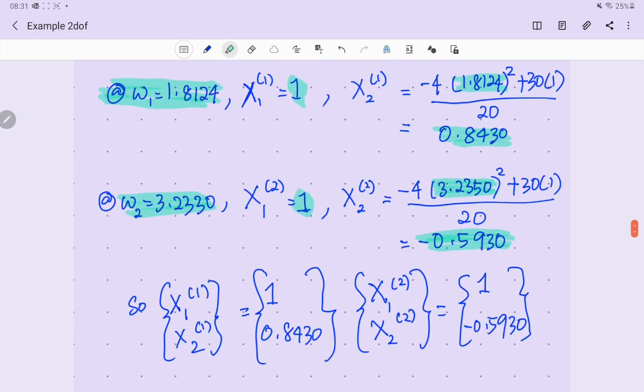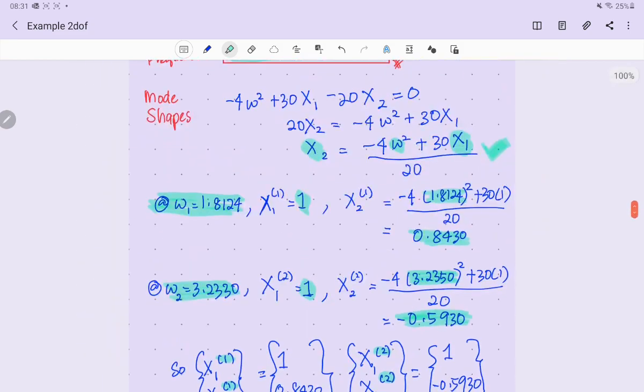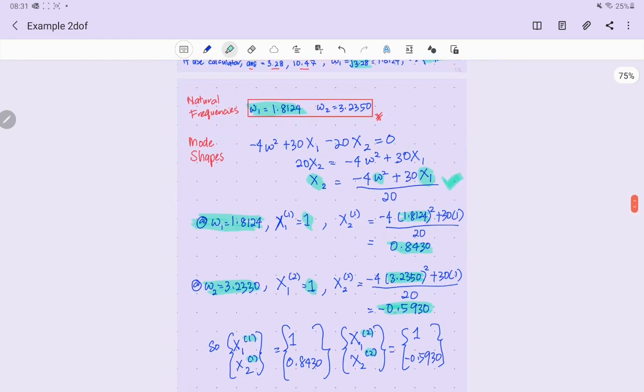The way to write your mode shapes, this is one of the forms. You write x1 and x2 evaluated at the first natural frequency. So x1 is 1, x2 will be 0.8430, and the second one is evaluated at the second natural frequency, when your x2 is negative 0.5930. That is the final answer of your mode shapes.